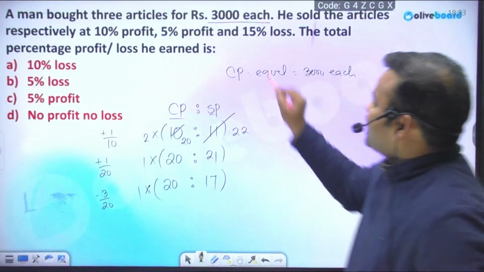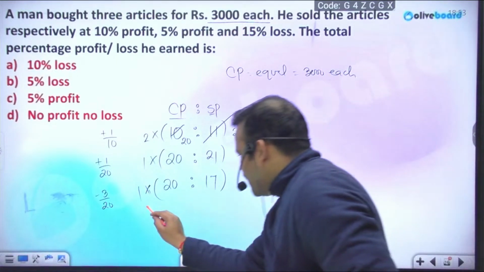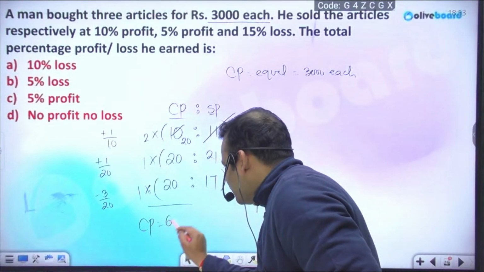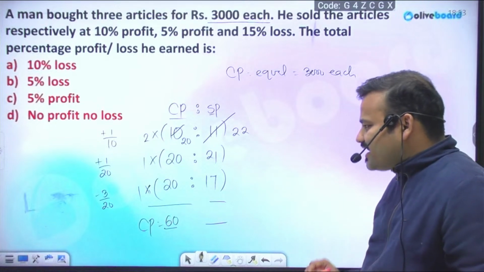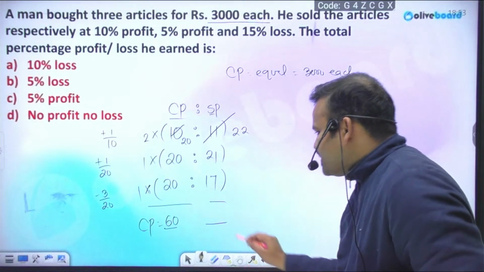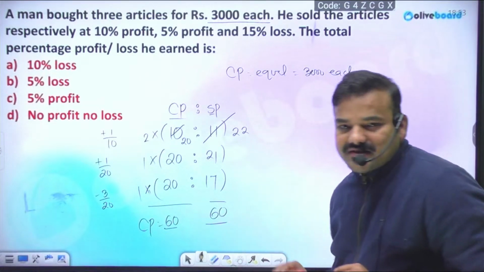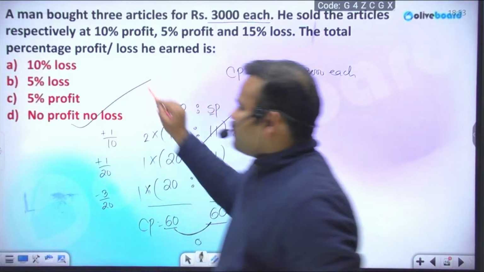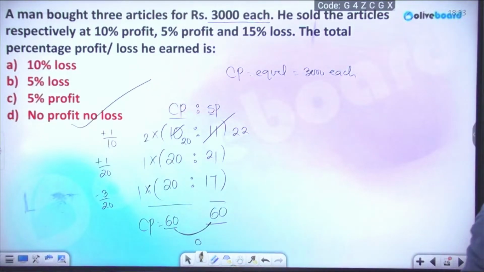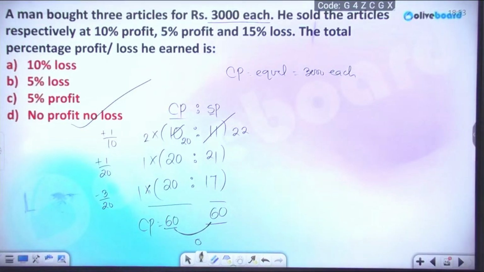The cost price is 3,000 each. The total percentage profit or loss he has earned is... So ultimately his total cost price is 60 units. And the total selling price will be 22 plus 21 is 43, 43 plus 17 is 60. So the selling price is 60 units. So the difference between profit and loss percent is 0. So in the business, he is neither making a profit nor a loss. So there will be no profit or loss in the business. Clear?